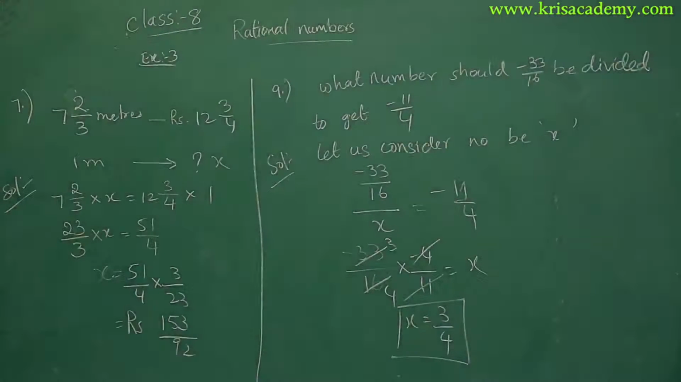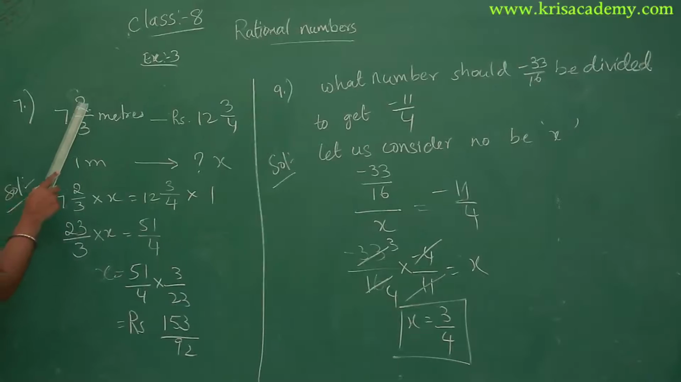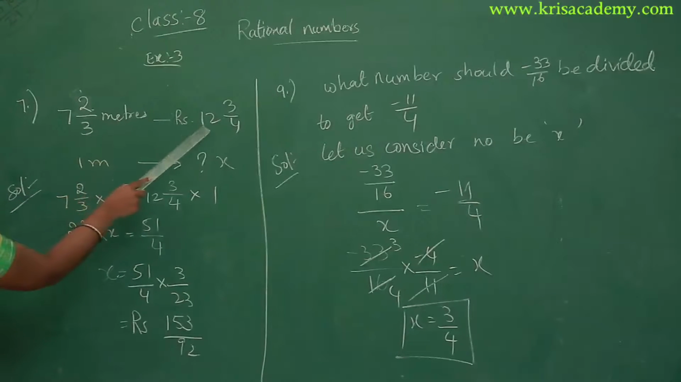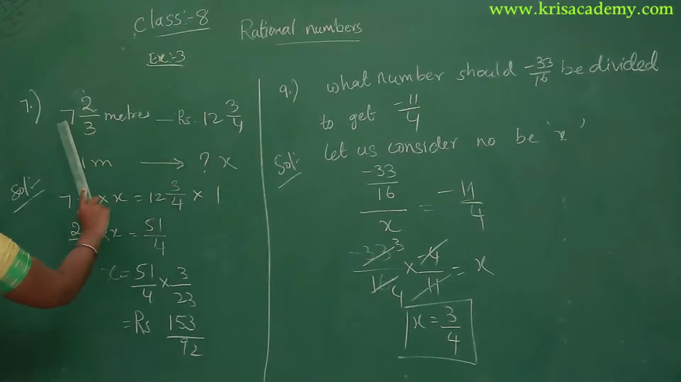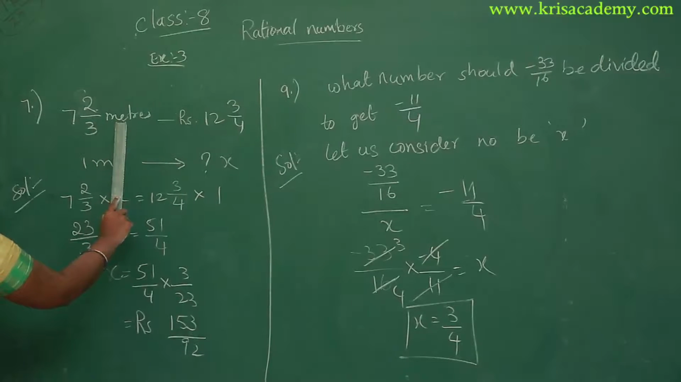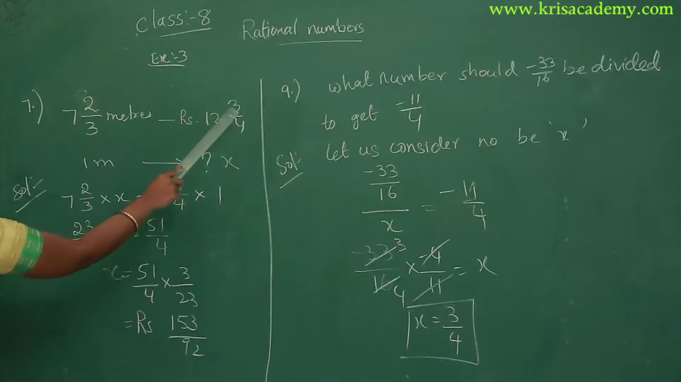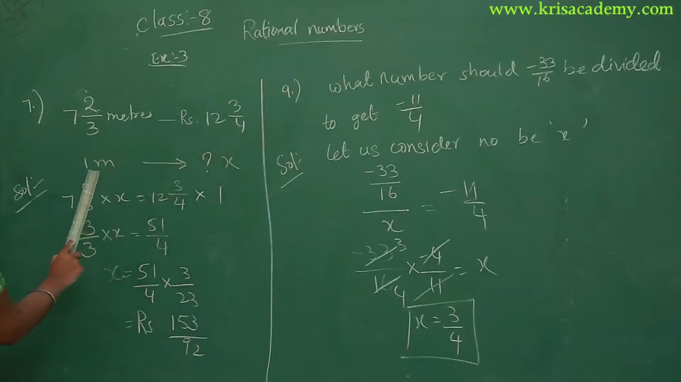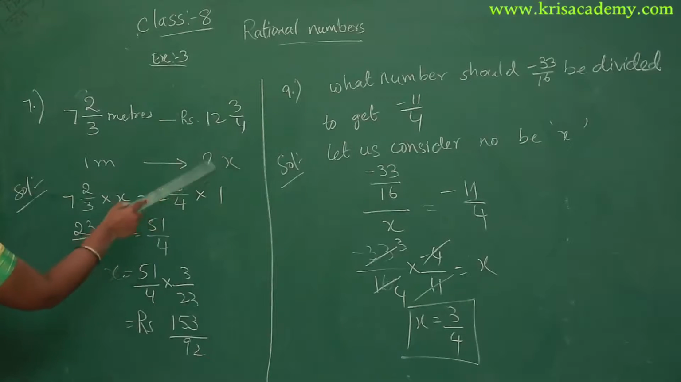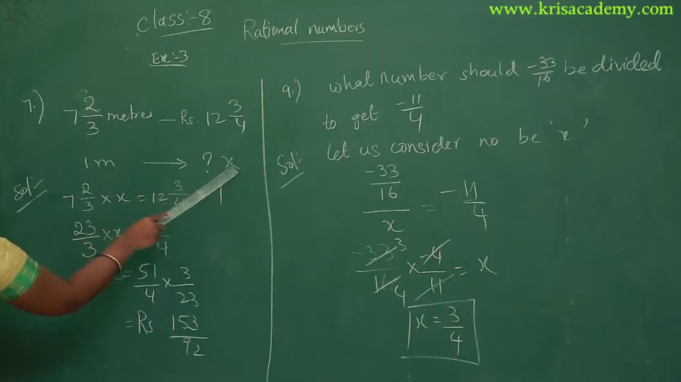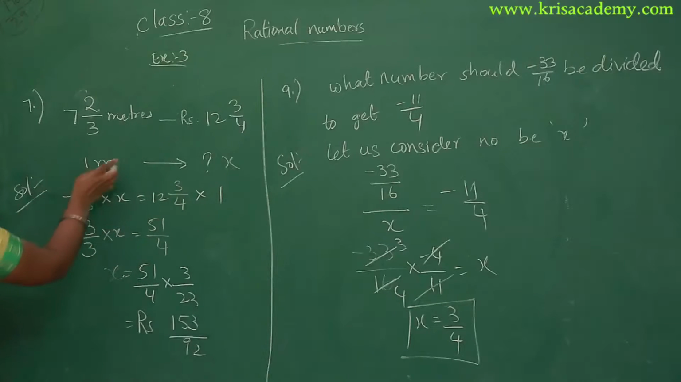Seventh problem. 7 2 by 3 meters of cloth costs 12 rupees 3 by 4. So if you purchase 7 2 by 3 meters of cloth, the amount you should pay is 12 3 by 4 rupees. Suppose you purchase 1 meter of cloth, how many rupees do we have to pay? We don't know, so let us take it as x. So we have to do cross multiplication.